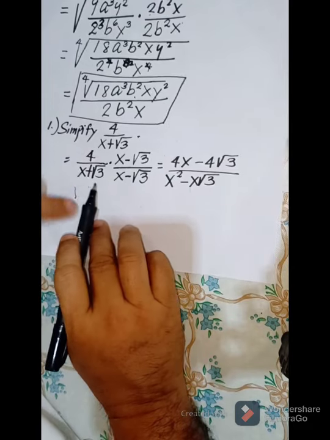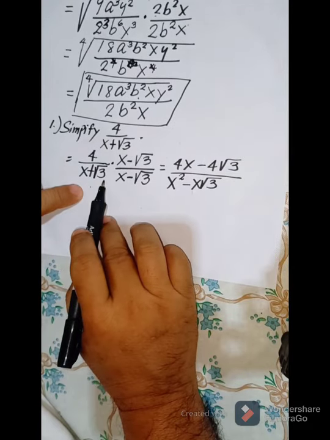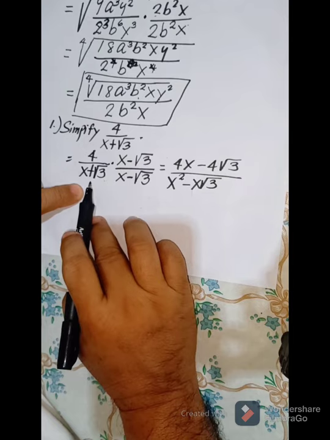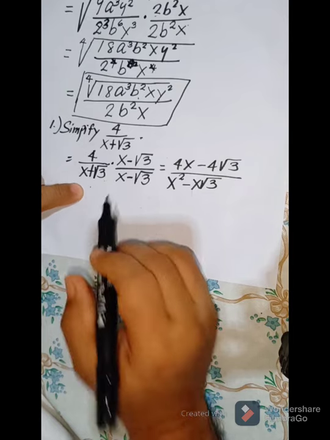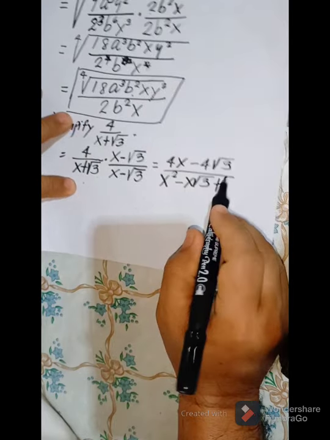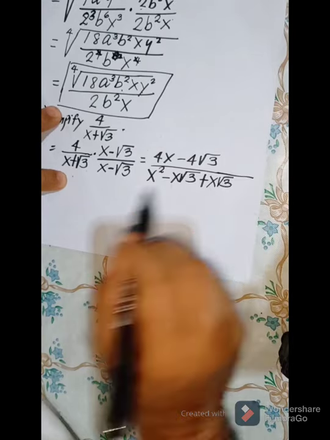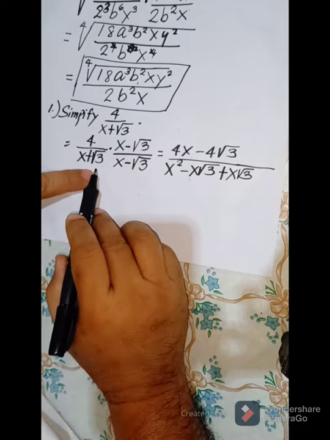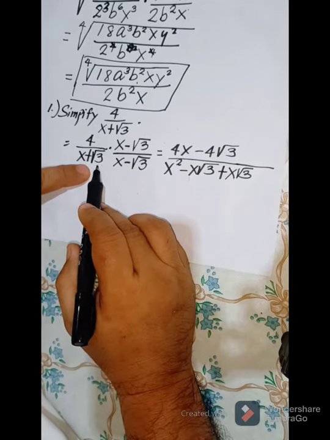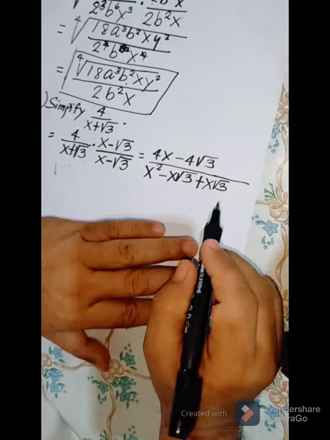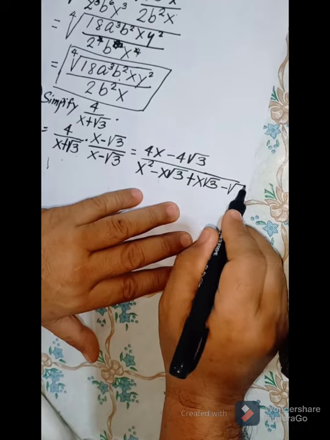The inner terms, positive square root of 3 and x. Positive square root of 3 times x is positive x square root of 3. And for L, the last terms, positive square root of 3 times negative square root of 3 is negative square root of 9.